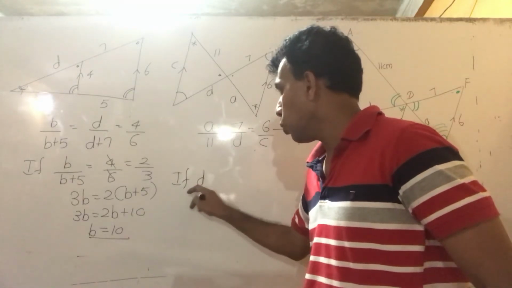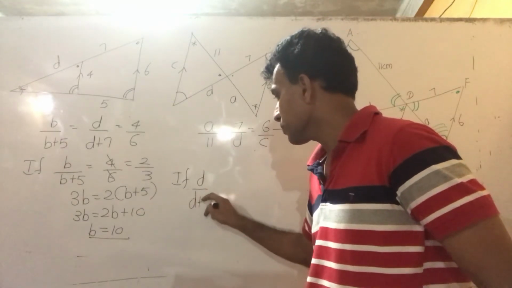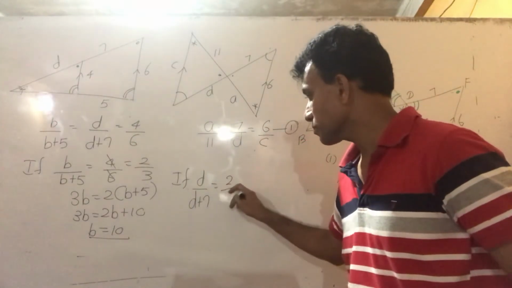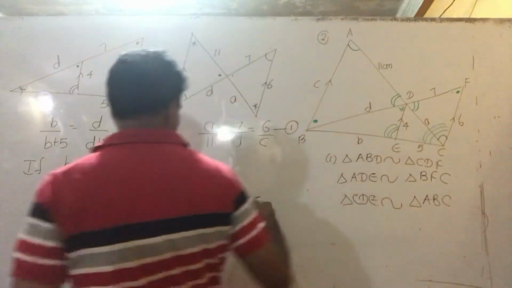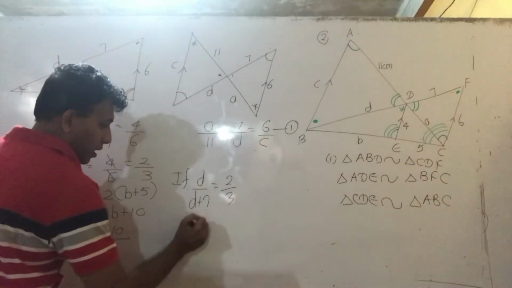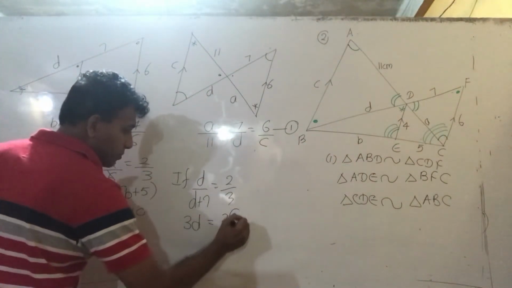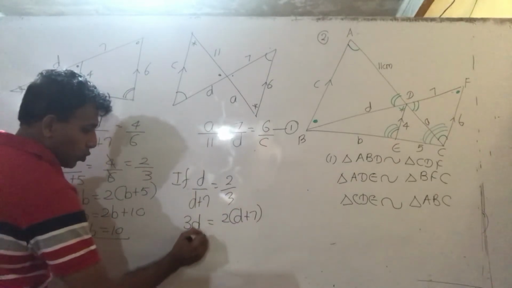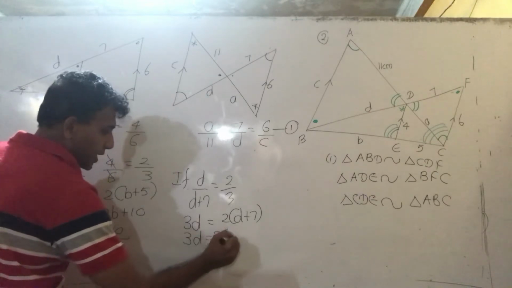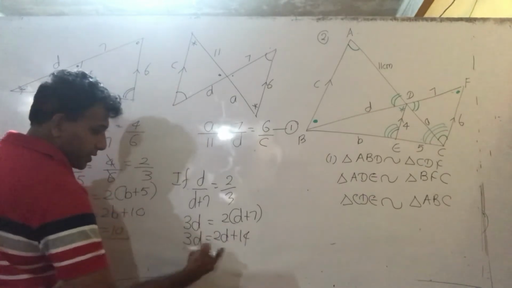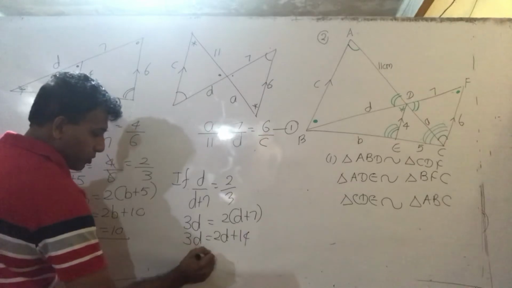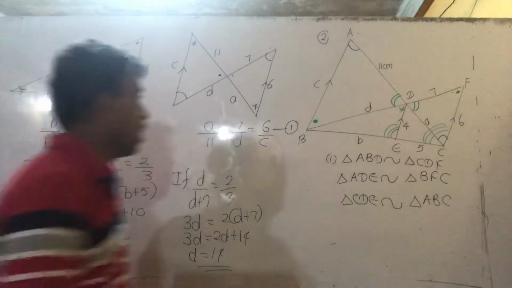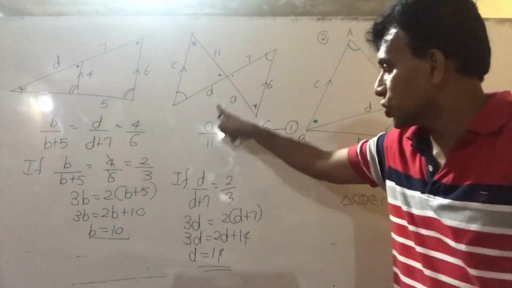D over D plus 7. Can I say it's 2 over 3 after cutting by 2? So cross multiply: 3D equals 2 times D plus 7, okay? So 3D equals 2D plus 14. Take the 2D to this side and subtract, therefore D is 14. D is 14, B is 10. Now come to the first equation.